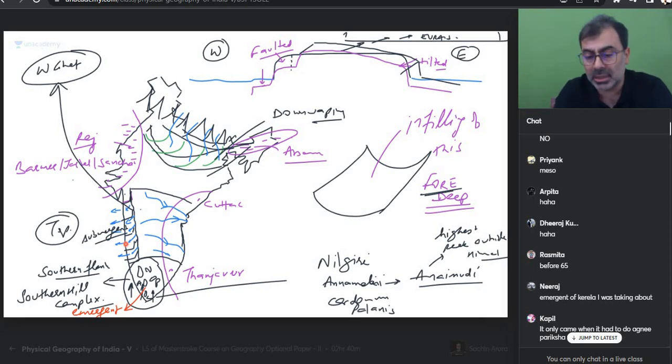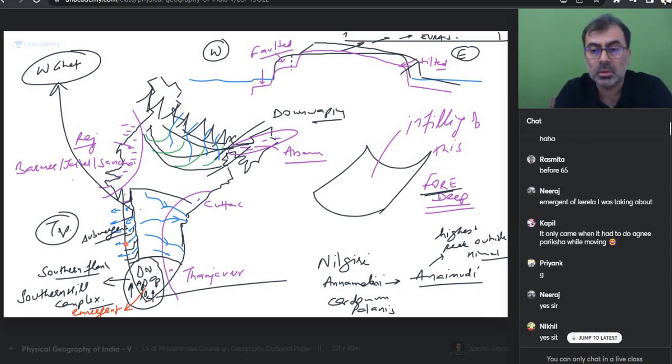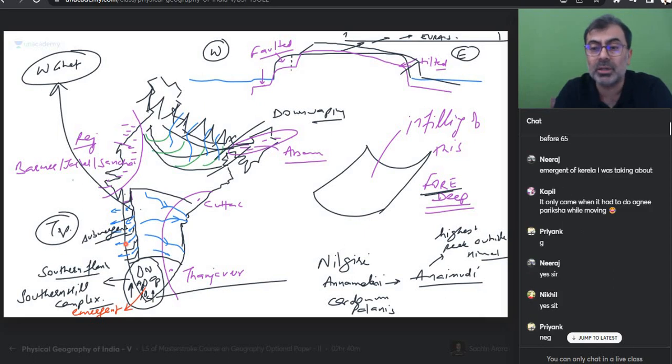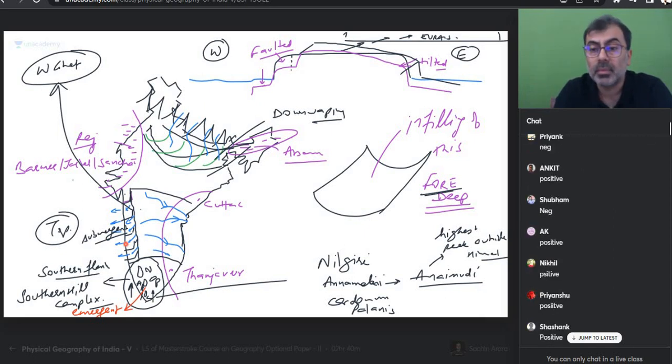What will we call it? Positive movement and negative movement? Tell me quickly. Submergent coastline, positive movement or negative movement? Whenever sea level is rising, land is going down, it is positive movement. Yes. And for emergent coastline, what is there? Negative movement. Understood?